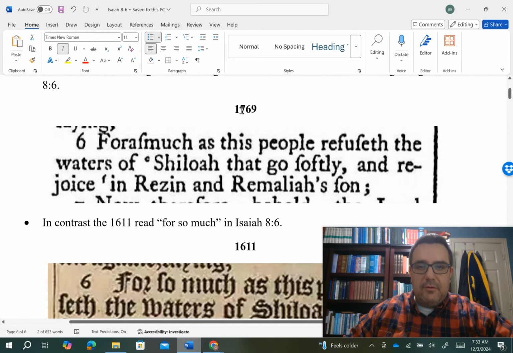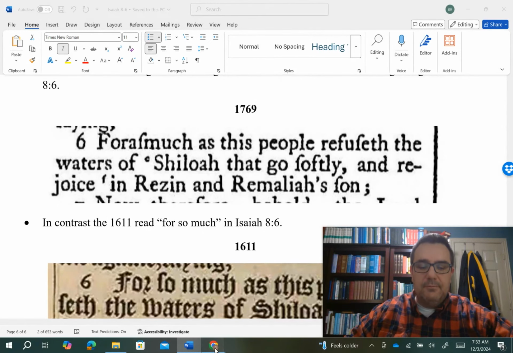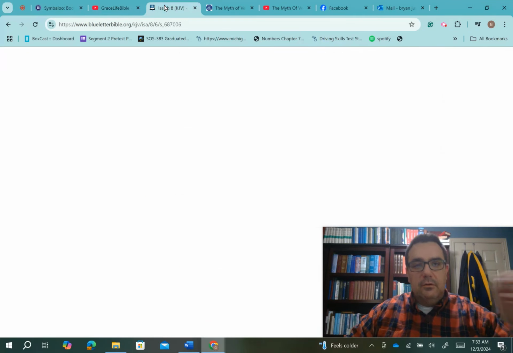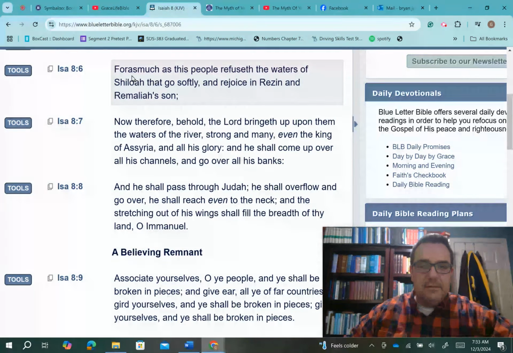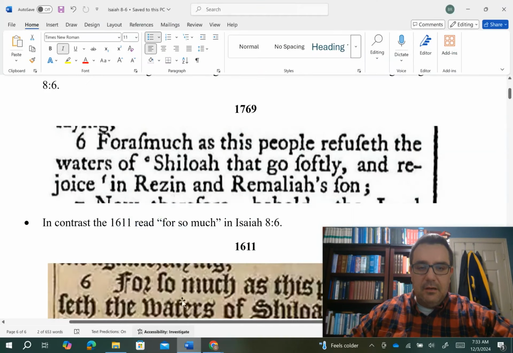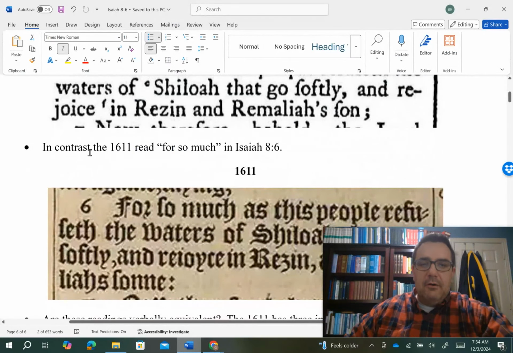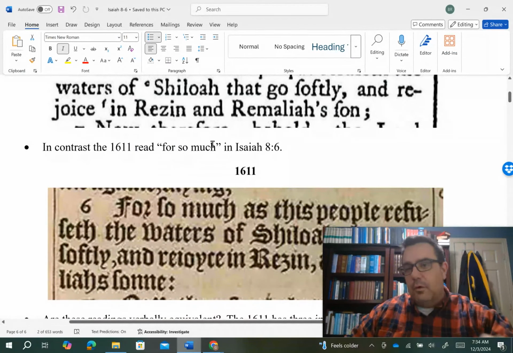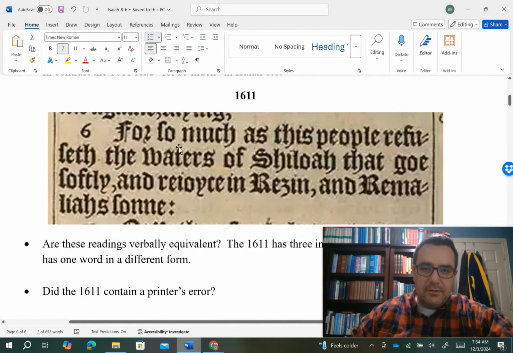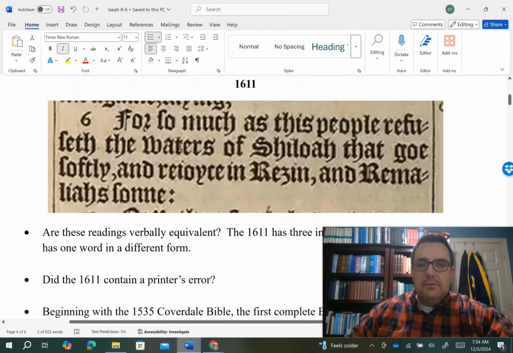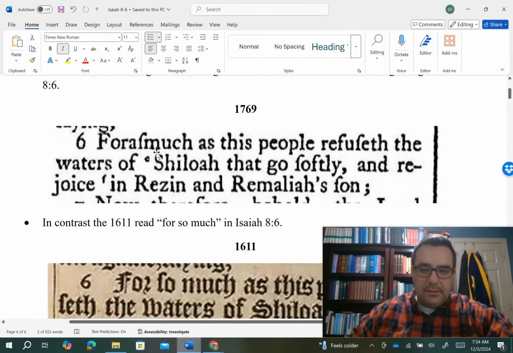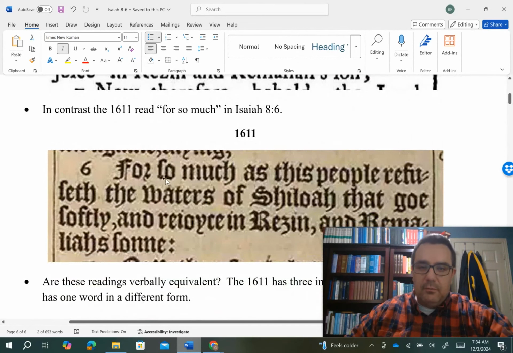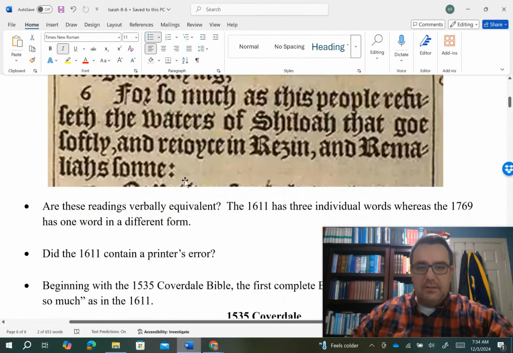So here's a screenshot from Blaney's 1769 edition, and you can see right here, Forasmuch. If I jump over into Blue Letter Bible, we can look at Isaiah 8:6 and see the same spelling convention here, Forasmuch in Isaiah 8:6 as the modern form, okay? Now, in contrast, the 1611 read Forsomuch in Isaiah 8:6, as we can see right here, all right? So we've got one word Forasmuch, and we have three words Forsomuch in the 1611.